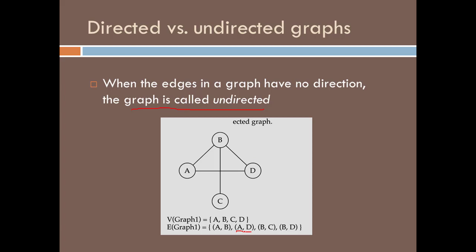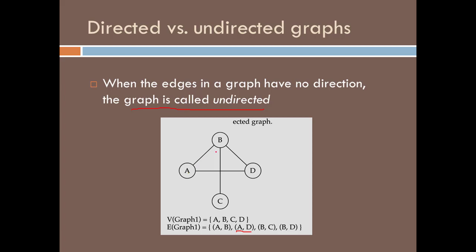This is also called a tuple. So why? Because of this property of being undirected. It means this can be moved from this point to this point, and from this point to this point. This is an undirected graph.